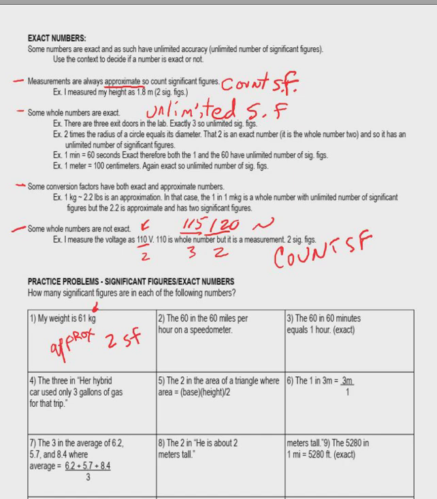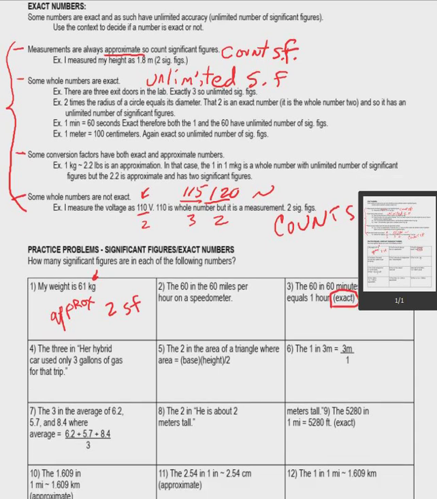3, I'm not going to give you the answer, but this is exact. So look up here for where the exact ones are, and what you do with those. I'd suggest looking at number 2. Some whole numbers are exact. What do you do with those?